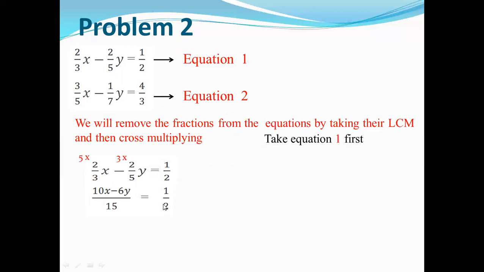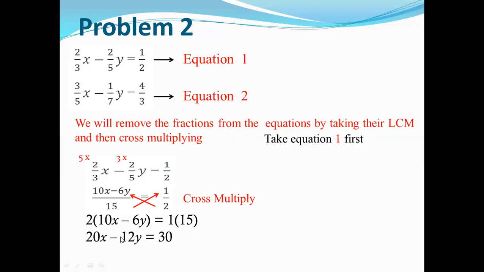Now we will cross multiply to remove the fraction from both sides of the equation. 10x minus 6y will be multiplied by 2 and 15 will be multiplied by 1. After multiplication, we will have our result as 20x minus 12y equals 30. We call it our third equation, or equation number 3. Let's take equation number 2 now.